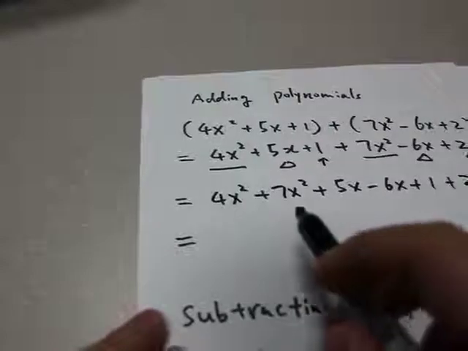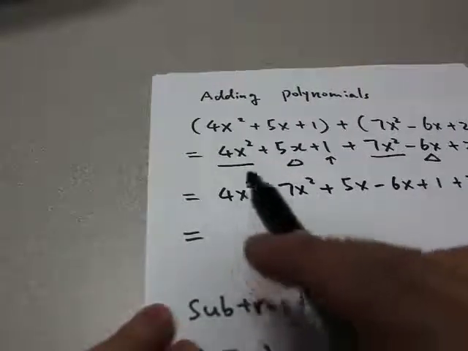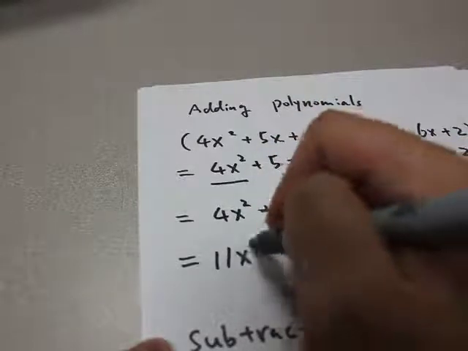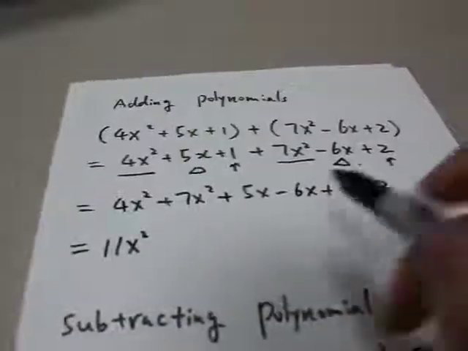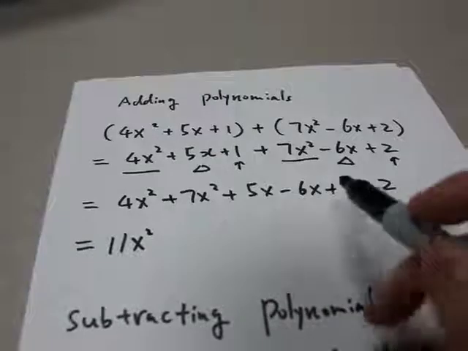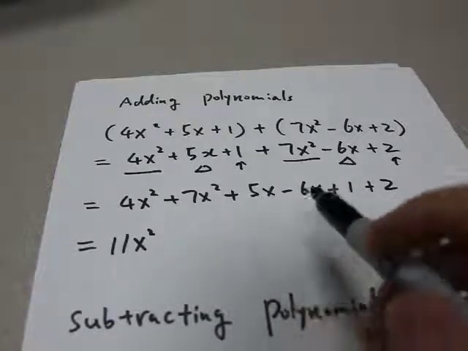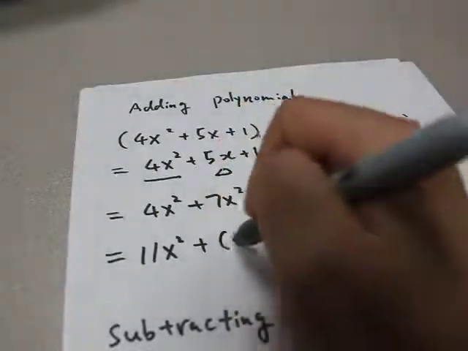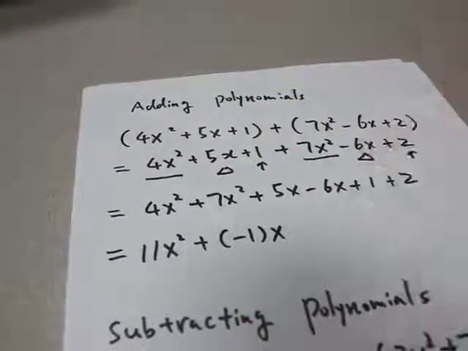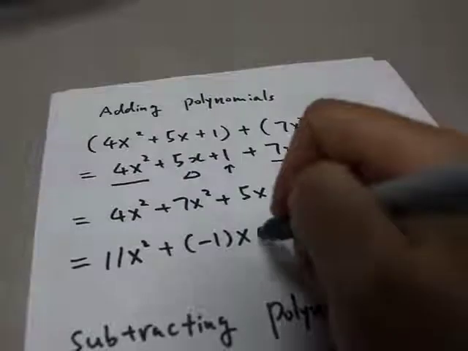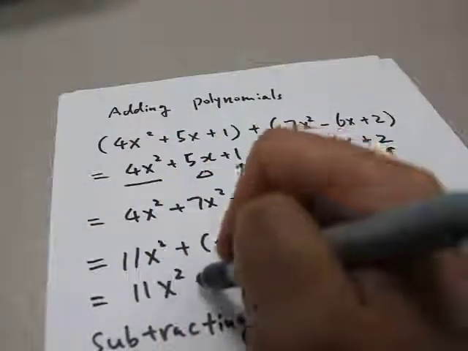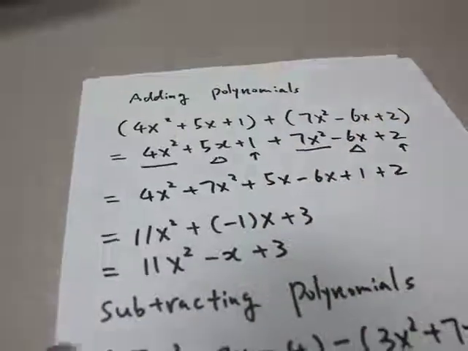So 4x squared plus 7x squared, this is like 4 plus 7, you have 11, times x squared. And 5x minus 6x, so you just think about 5 minus 6 equals what? So equals negative 1, times x. And 1 plus 2, that's 3. So the answer is 11x squared minus x plus 3.